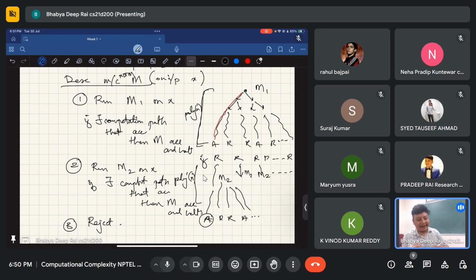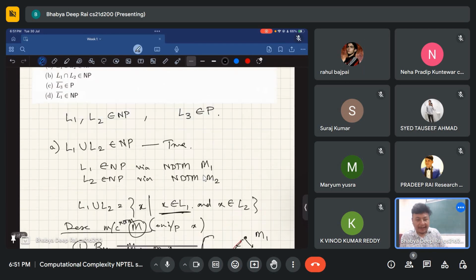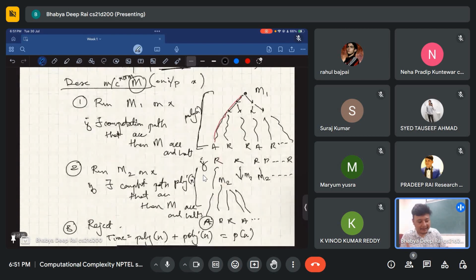I am running them one after the other. So the total time taken will be the first polynomial plus the second polynomial, which is still polynomial. So I have come up with a non-deterministic Turing machine M, which runs in polynomial time. Hence L1 union L2 is in NP. I hope it's clear to everyone.